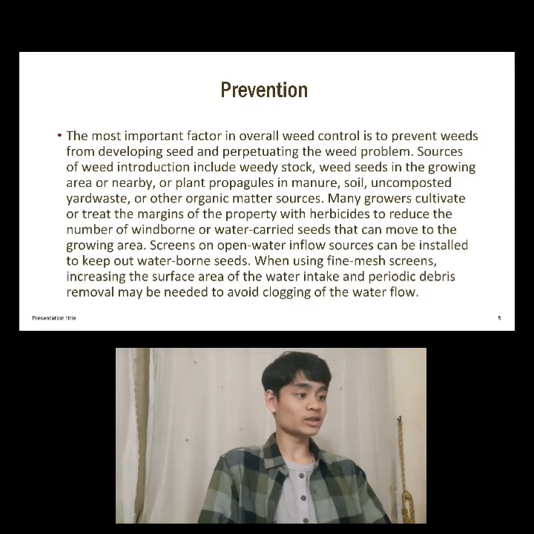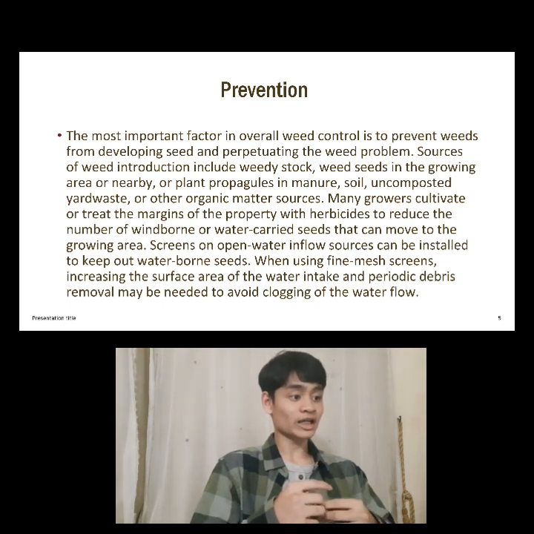The most important factor in overall weed control is to prevent weeds from developing seed and perpetuating the weed problem. Sources of weed introduction include weed stock, weed seeds in the growing area or nearby, or plant propagules in manure, soil, uncomposted yard waste, or other organic matter sources. Many growers cultivate or treat the margins of the property with herbicides to reduce the number of windborne or water-carried seeds that can be moved to the growing area.